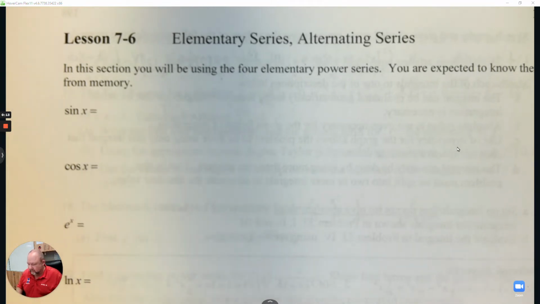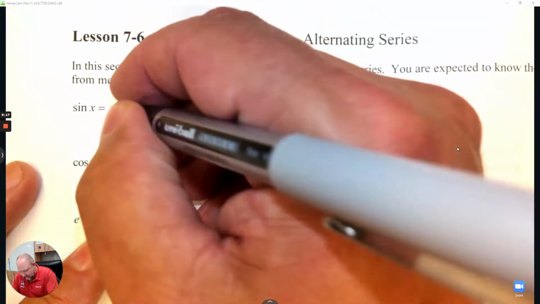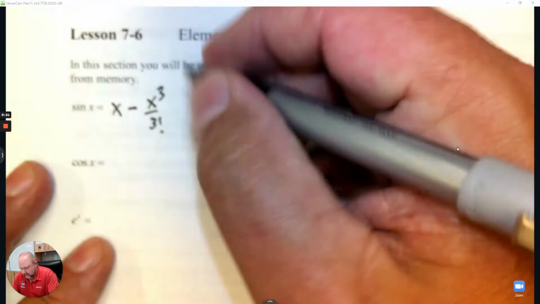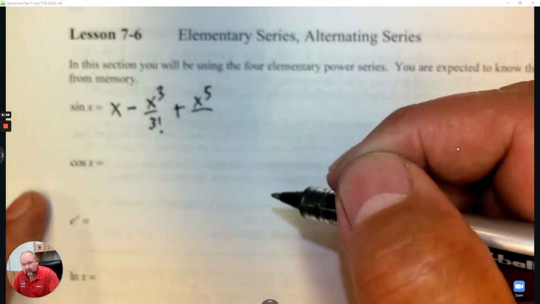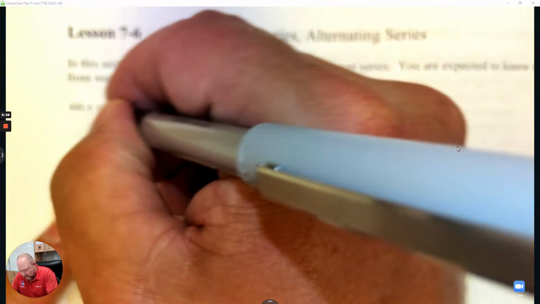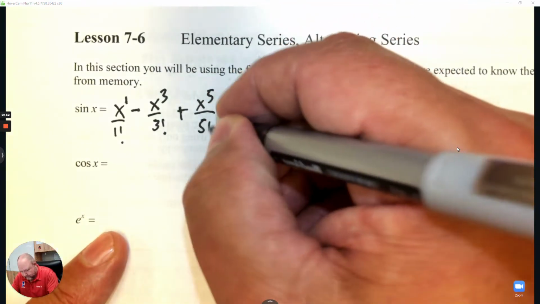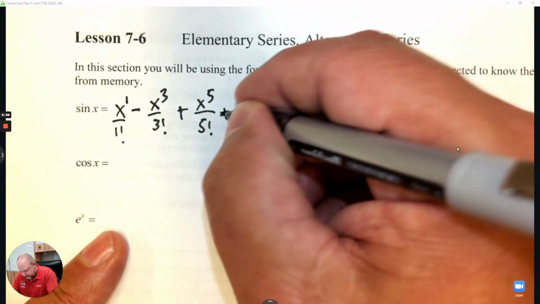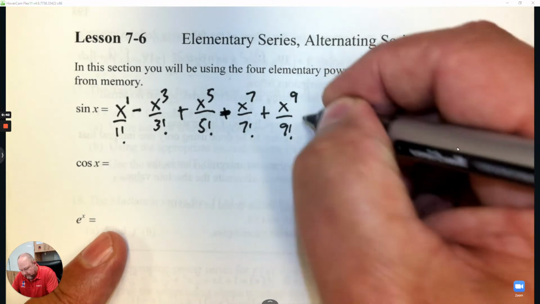So for sine x, the pattern of the series is x subtract x cubed over 3 factorial, x to the 5th over 5 factorial, and if you like, you can think of it as 1 over 1, like this, so you can see the pattern. Oops, it's subtracting. And so on.